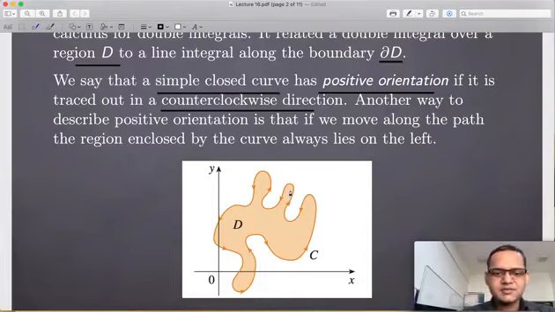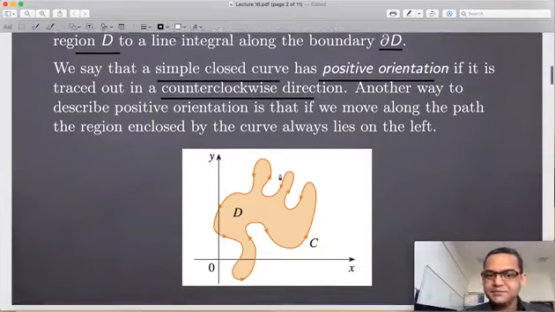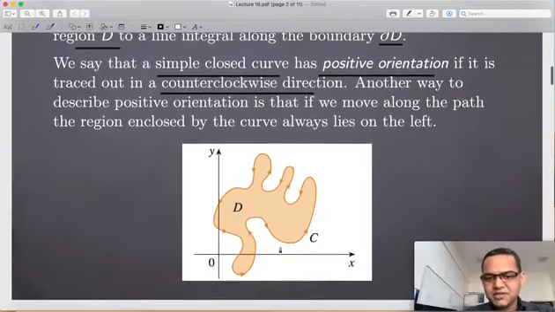Keep in mind that because there is a sense of direction for the integral, we will always consider positive orientation, and if you have a negatively oriented curve, then you put a minus, reverse the direction, and consider the corresponding integral. So keep in mind that for a simple closed curve, the positive orientation means the counterclockwise direction.